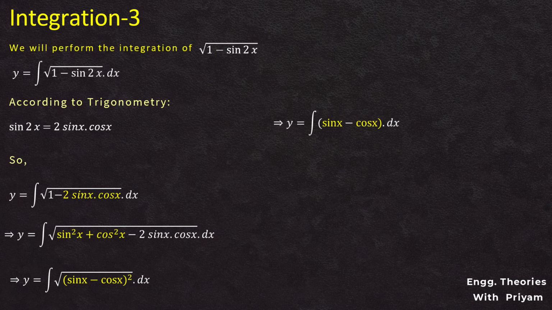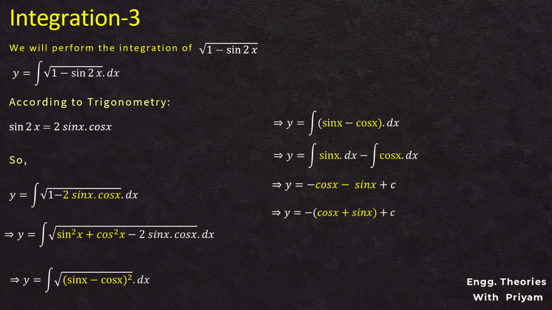We can separate the integration as y is equal to integration of sin x into dx minus integration of cos x into dx. Integration of sin x will result in minus cos x, and integration of cos x will result in sin x. So, finally, the value of integration y is equal to minus cos x minus sin x plus the integration constant c. This can be simplified by taking minus common, or y is equal to minus cos x plus sin x plus the integration constant c.